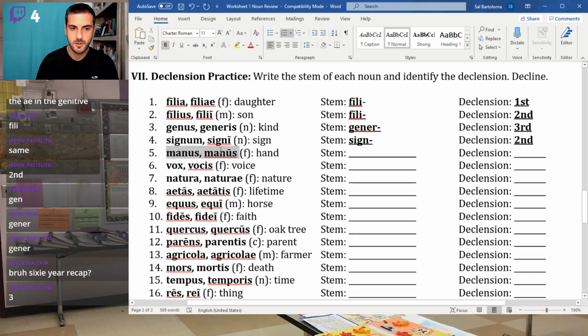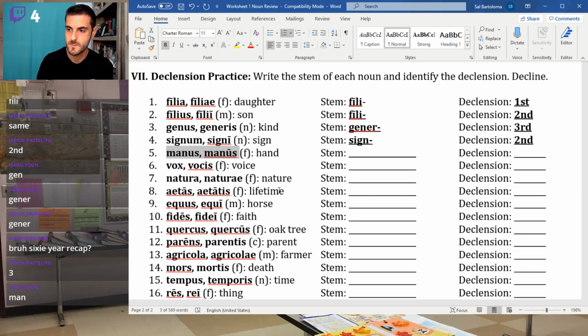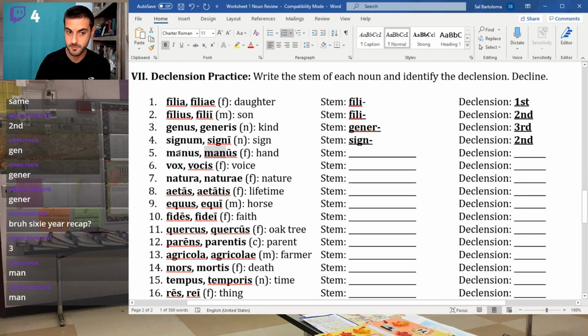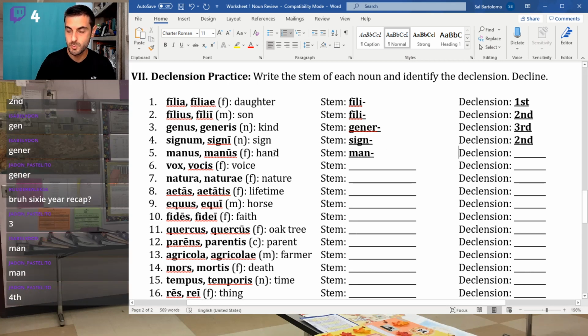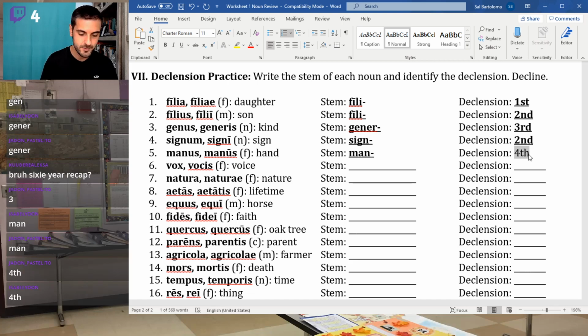What about this word? Manus, manus. What's the stem? What's the declension? Stem is man, right? Which we got from here. Not from here. From here. Right? My stem is man. And the declension, because it's manus, is fourth declension. Okay? So you have to look at the genitive.